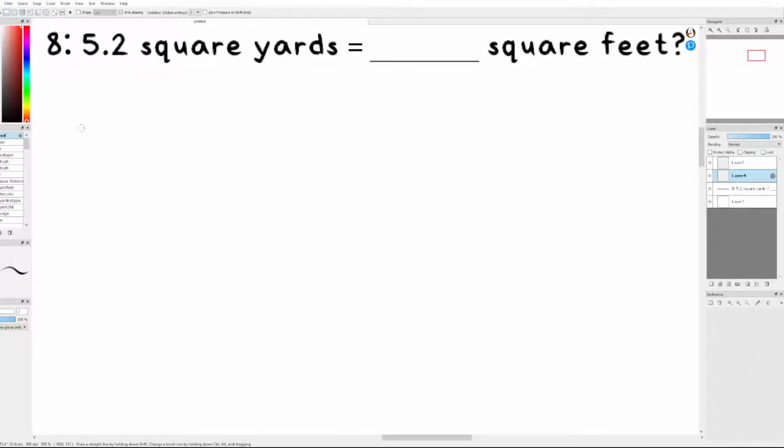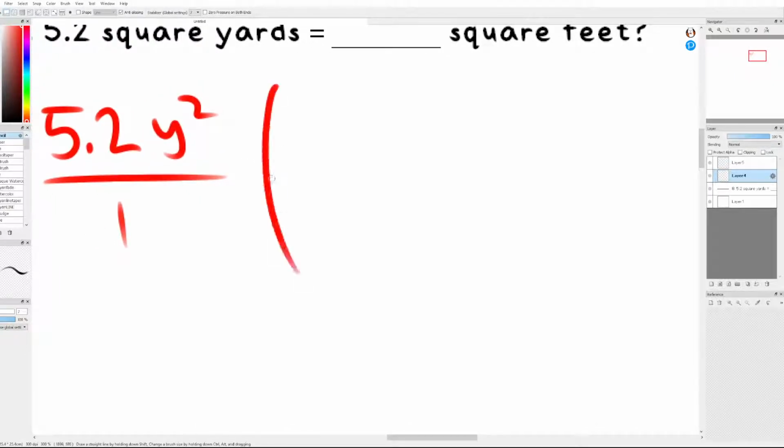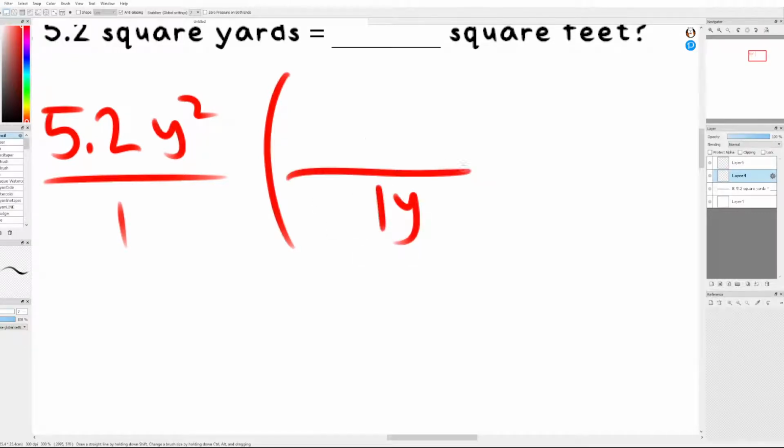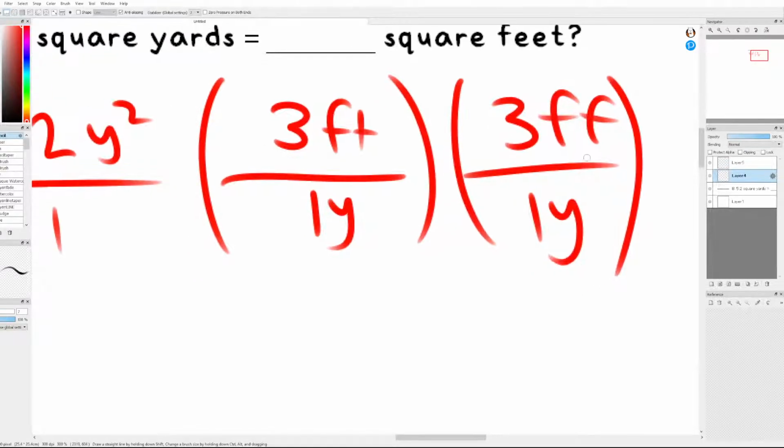So for the quick one, we have 5.2 yards squared. And we can just put that as one. And then with unit conversion, we want the same units to be able to cancel out. So we'll do 1 yard on the bottom over, 3 feet over 1 yard. And this would be if we were just doing yard conversions. But since it's yard squared, we want to do that twice. So 3 feet over 1 yard. Wait, I don't know, I added feet twice.